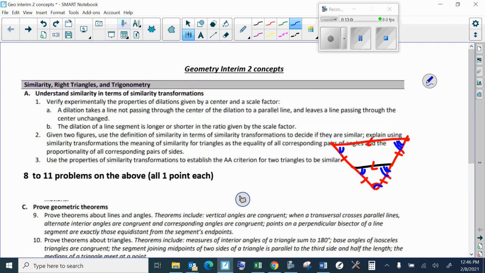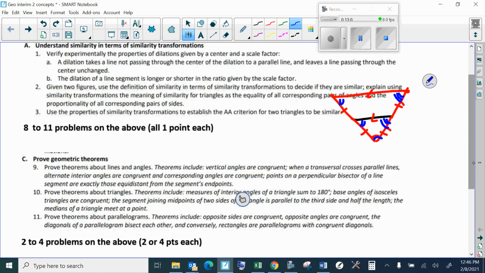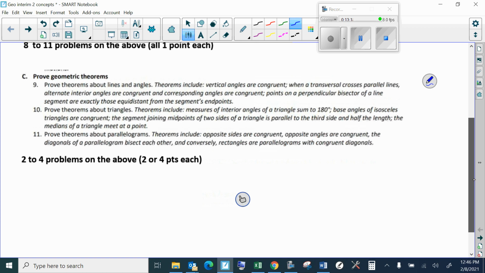Okay. So don't forget, from the center of dilation, the lines remain parallel, the angles must be congruent, and the side lengths must be proportional, or the same ratio. That's what you need to know for similarity. Okay. All right. So it's going to be 2 to 4 problems of these.